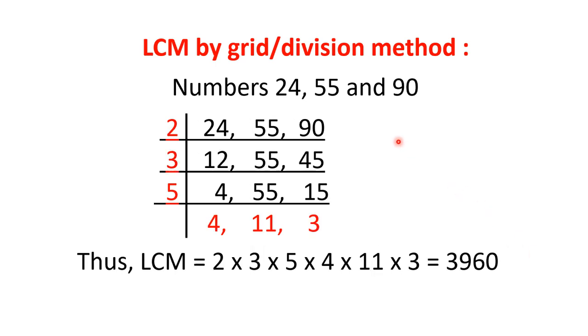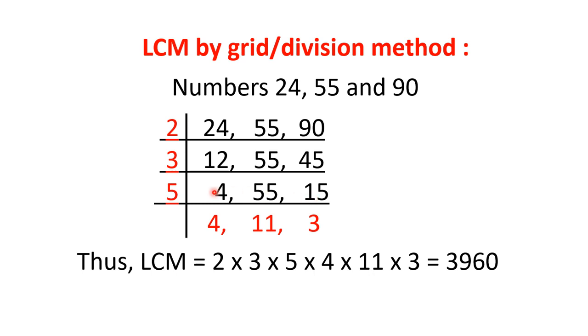LCM by the grid division method, numbers 24, 55 and 90. Now I see that 2 divides 24 as well as 90. So 12, 55 remains like this, and 45. Now I see that 2 does not divide two numbers. It divides 12, but it does not divide these two. So I see that 3 divides 12 and 45. So I start with 3. 3 times 4 is 12, 55 remains like this, and 3 times 5 is 15. Now I see that 3 does not divide further.